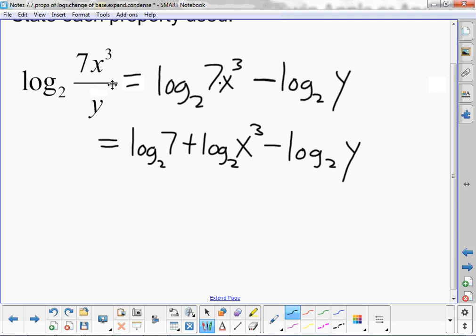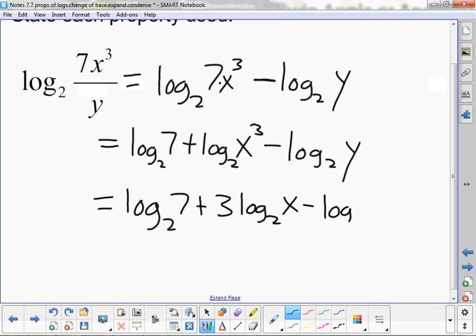So we took care of the quotient. We took care of this product right here. Now we have a power. So that's going to be the last thing. When you have a power, you can bring it down front. Okay, so this will be log base 2 of 7 plus 3 log base 2 of x minus log base 2 of y.